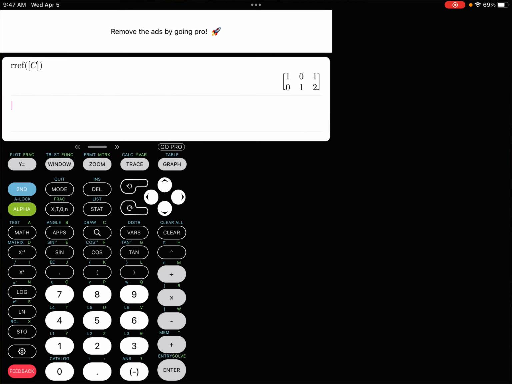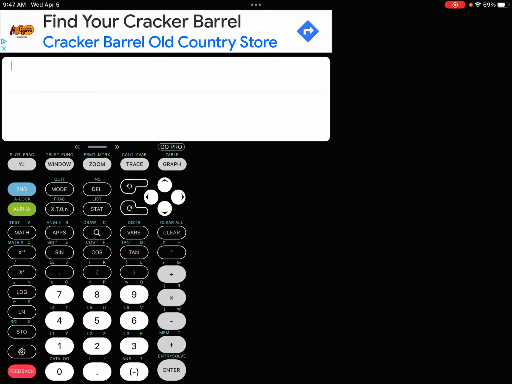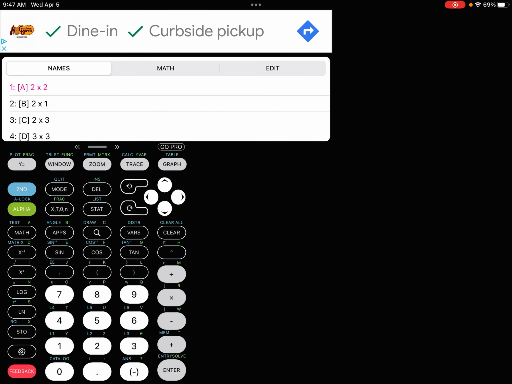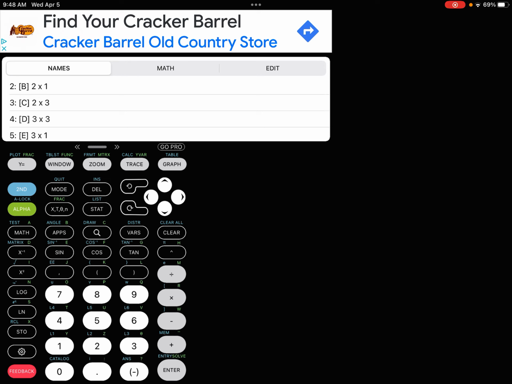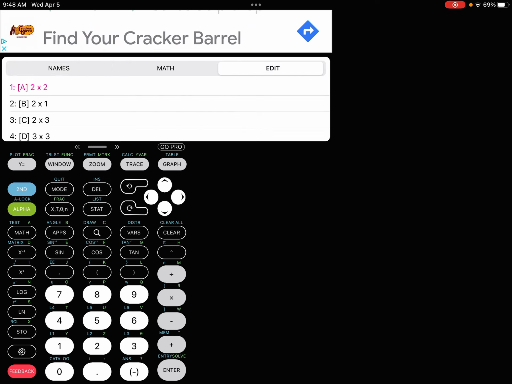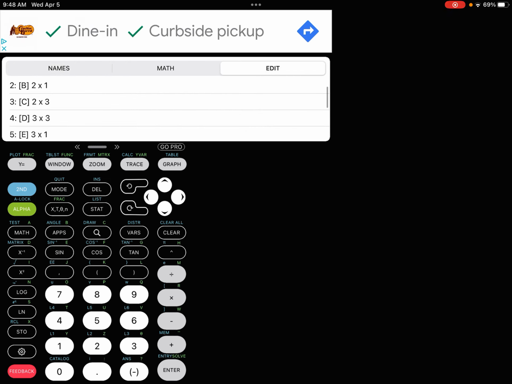So let's see here. So let me clear this out, go to matrix, and I think I have this. Yeah, let's see here. Let me edit. I've got a 3 by 3.